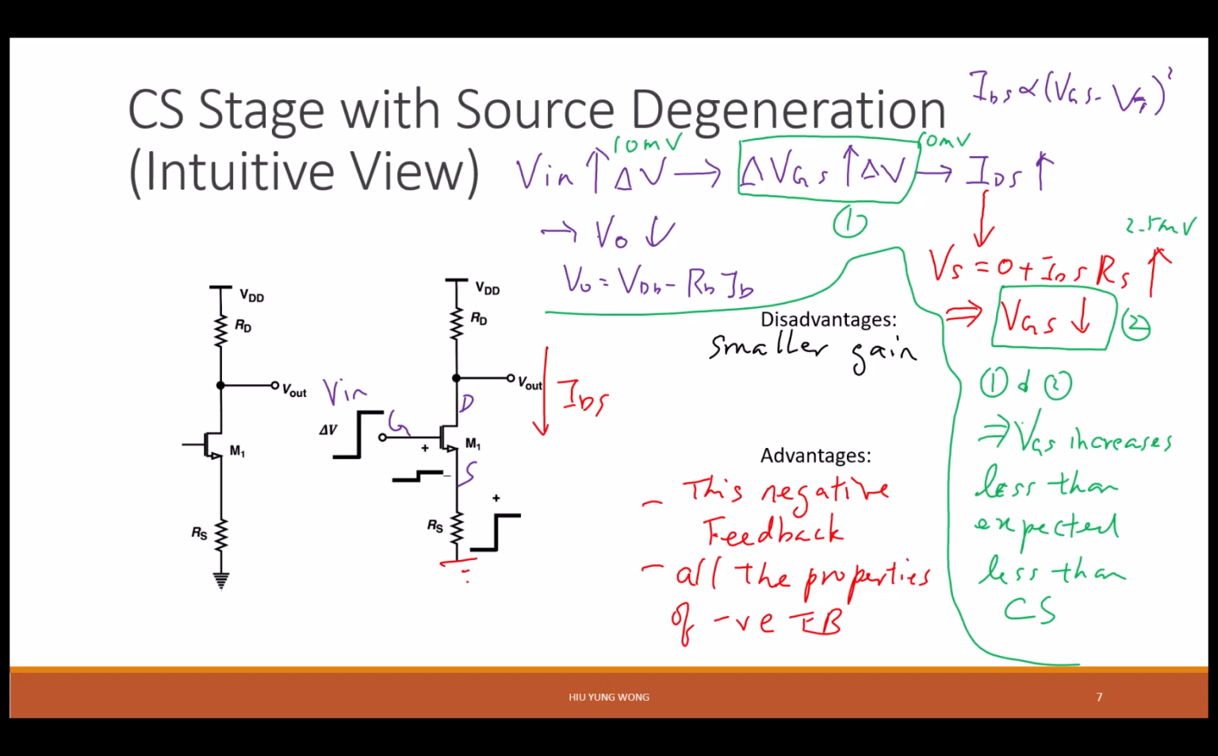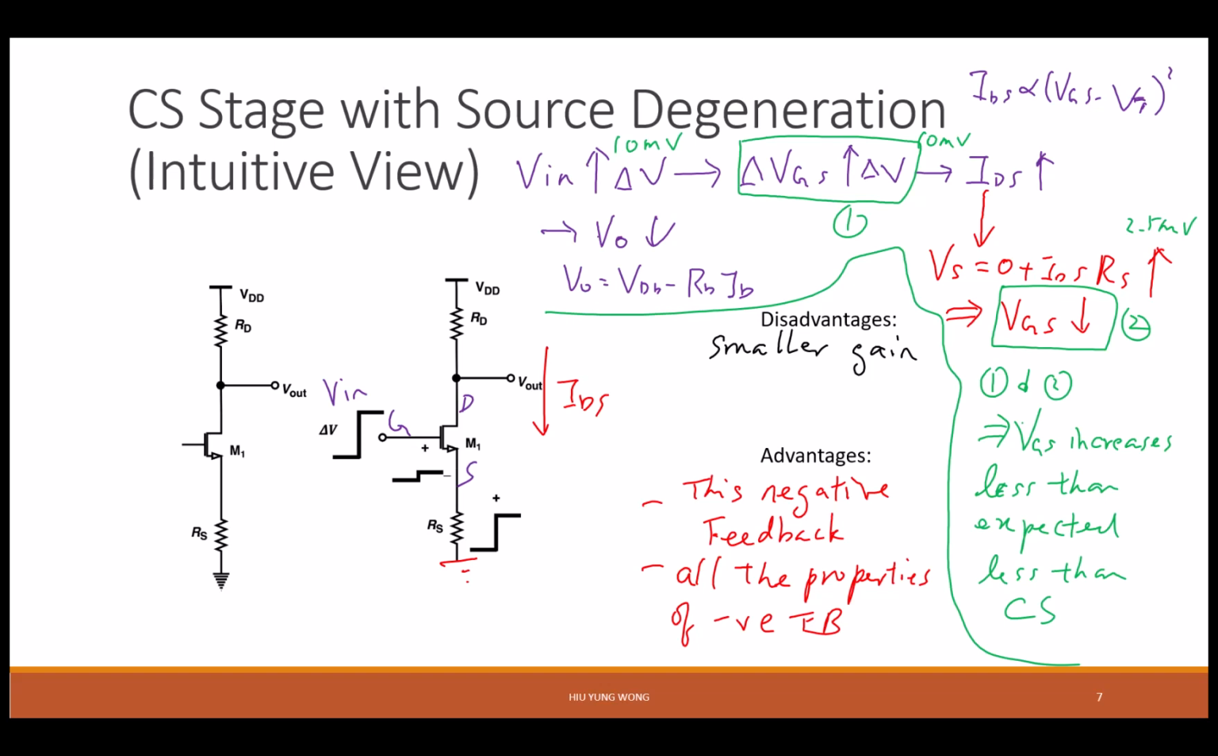It just tells us that VGS increases less than expected, or less than common source.